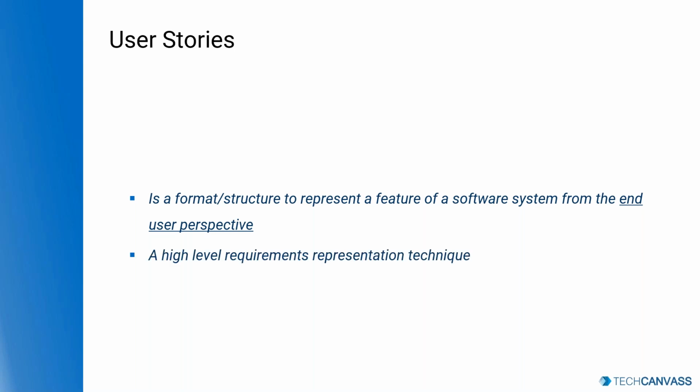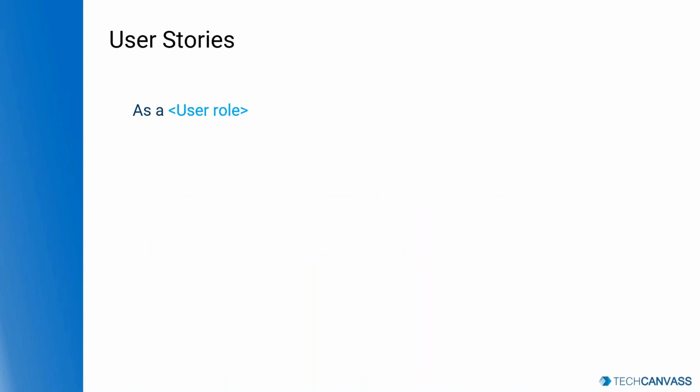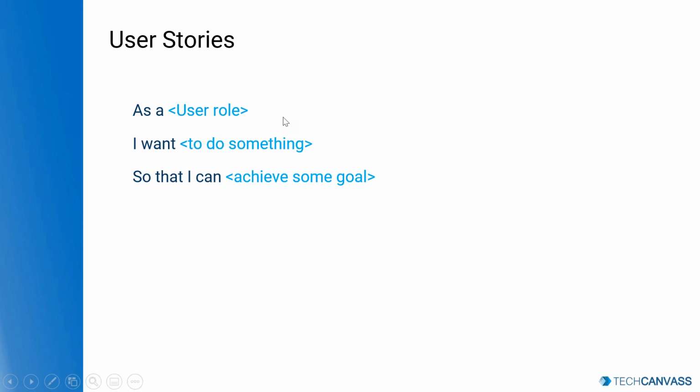The other important aspect of user stories is that it also allows you to justify or mention why this user is going to use something in the system. And that why is very, very important. This is one of the formats of writing user stories. So it says as a user role, meaning who.